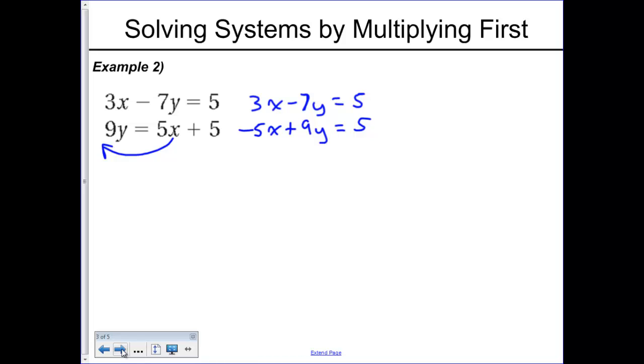Now you'll notice though that 3 and 5 are not multiples of each other, nor are 9 and 7. So I can either get a common coefficient on the x's, or I can get a common coefficient on the y's. I'm going to choose the x's because they're smaller to work with. What that means is I got to think of my least common multiple of 3 and 5, and that would be a 15. So how do I make this 3 turn into a 15? Well, I have to multiply everything by 5. So how do I make this negative 5 turn into a 15? I got to multiply everything by 3.